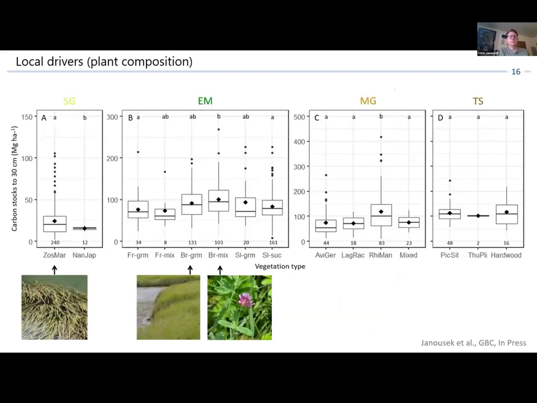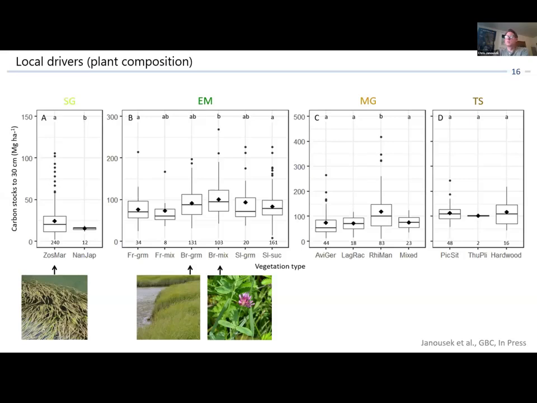Another thing we looked at was plant composition. So for seagrass, we compared Zostera marina, which is the native seagrass, with Nanozostera japonica, the non-native species in the Northwest. Pretty different sample sizes here, but we did see a significant difference with more carbon stocks in the native than in the non-native. And this might be because Nanozostera has invaded potentially mudflats that didn't have a history of carbon stocks. I'm not quite sure of the mechanism there, but a little bit of a difference.